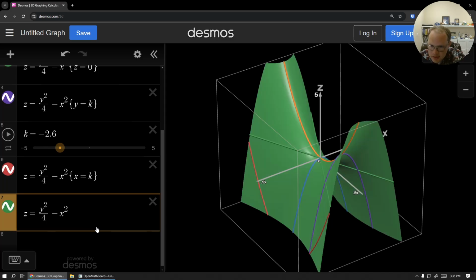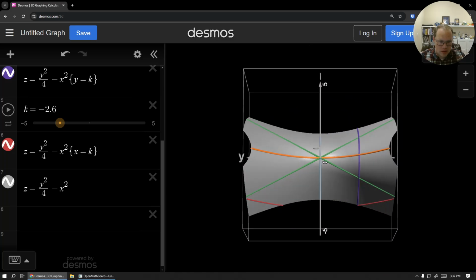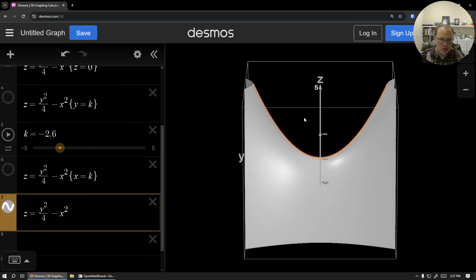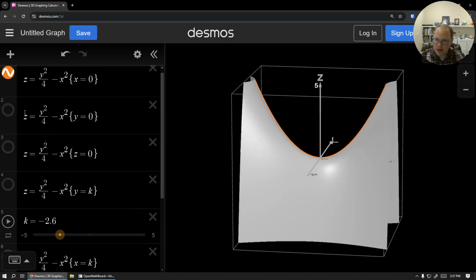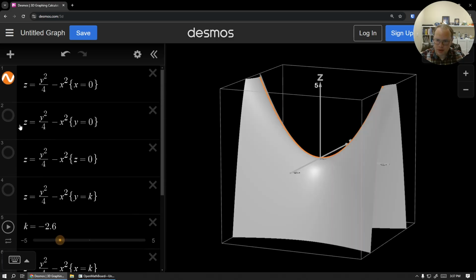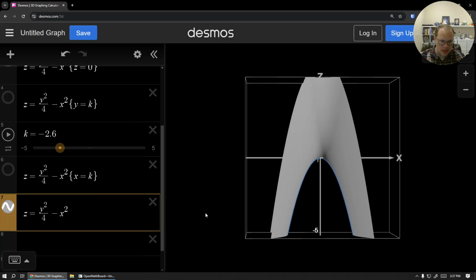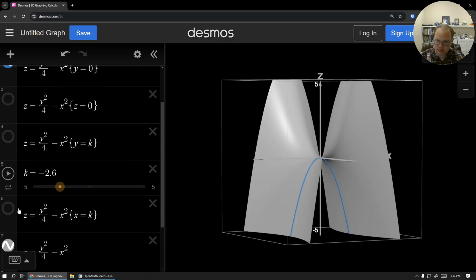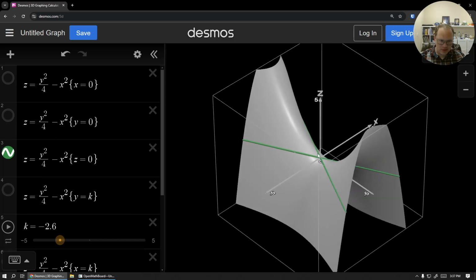Let's just get rid of this. There we go. Let's look at each trace one by one so we can really see what's going on here. So there is the parabola we got from setting x equals 0 in the yz plane. Here's the trace, the parabola down here, setting y equals 0 in the xz plane. Then we have that degenerate hyperbola, those two lines. Can you see that?